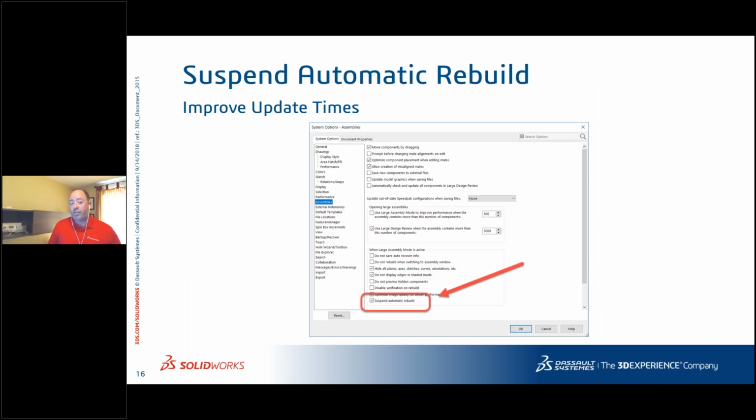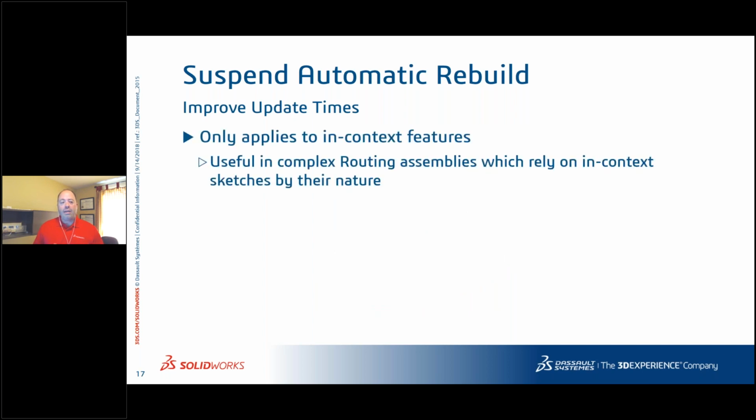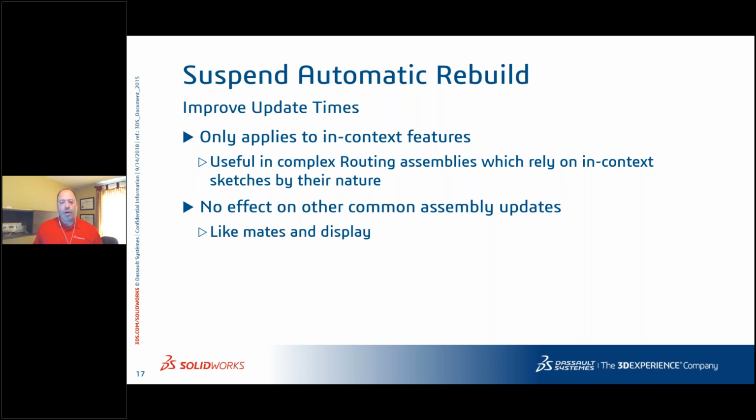And then there's just options. One of them is to suspend the automatic rebuild. In your system options, it's part of the large assembly mode settings. Now you have to be careful. This is really useful for in-context features. And a good example is routing assemblies, because by the nature of routing assemblies, they use a lot of in-context relationships, in-context sketches, but it won't affect mates across the board. So it won't have any effect on mates and display updates as well.